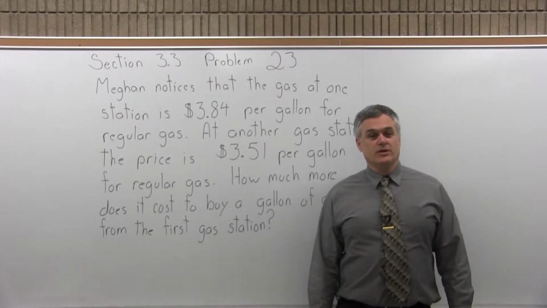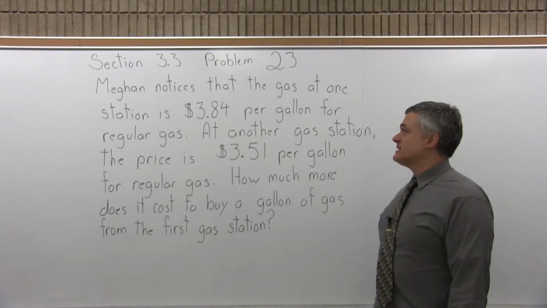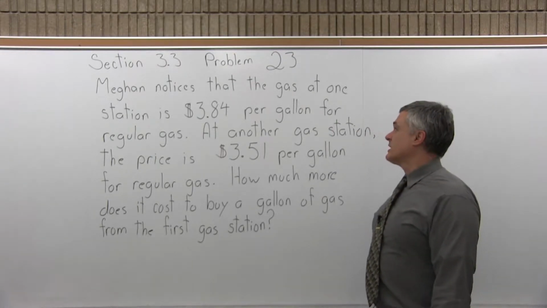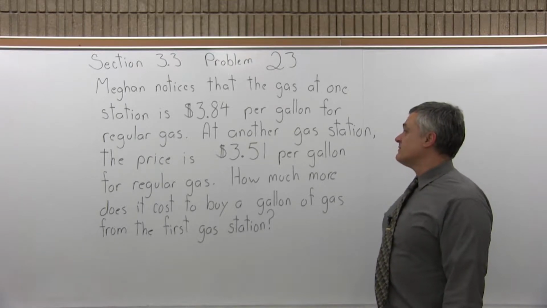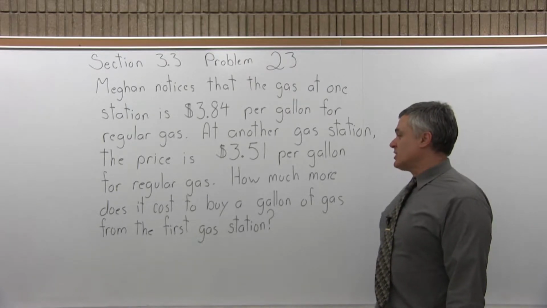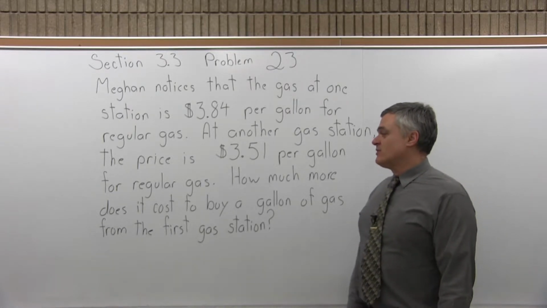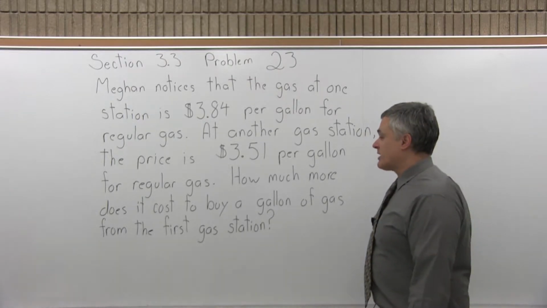This is Section 3.3, Problem 23. It says Megan notices that the gas at one gas station is $3.84 per gallon for regular gas. At another gas station, the price is $3.51 per gallon for regular gas. How much more does it cost to buy a gallon of gas from the first gas station? So what I need to do is subtract those two numbers.